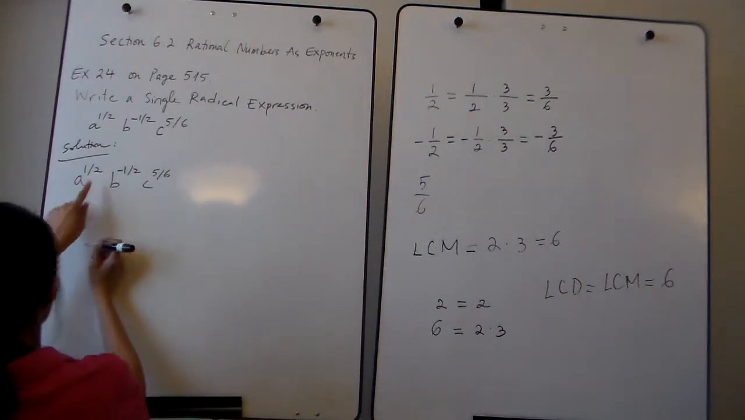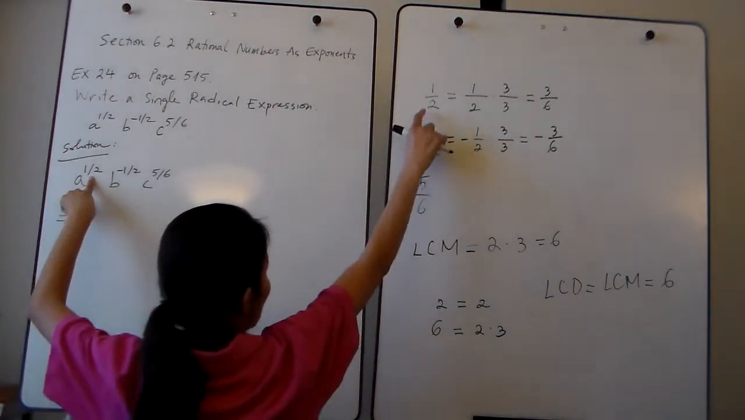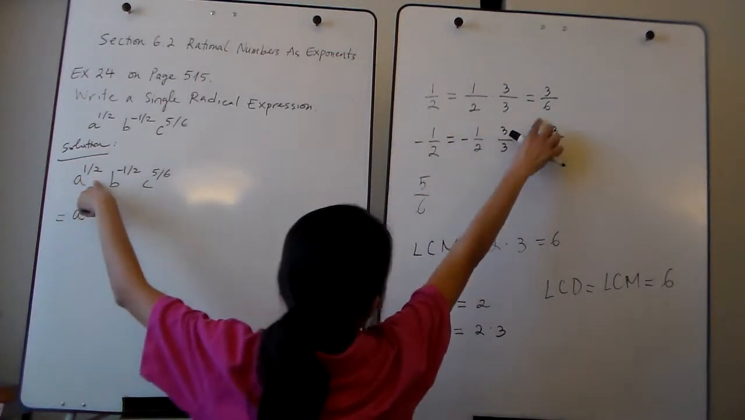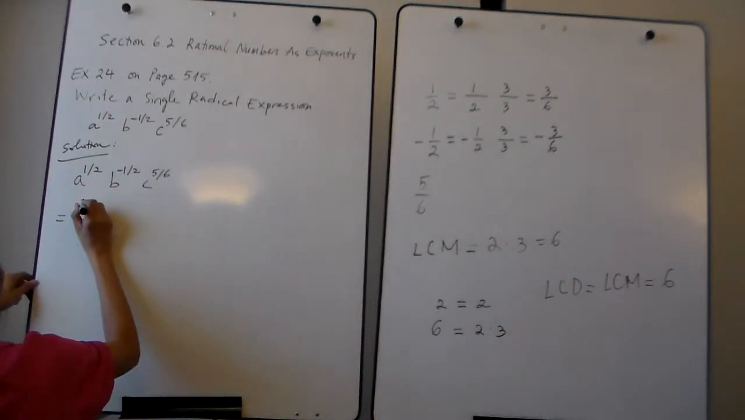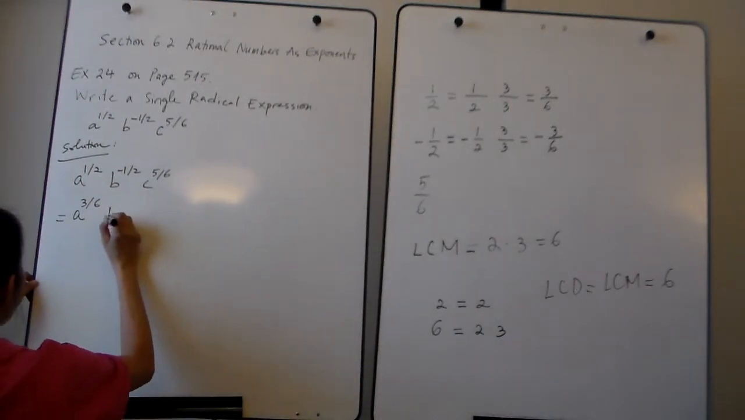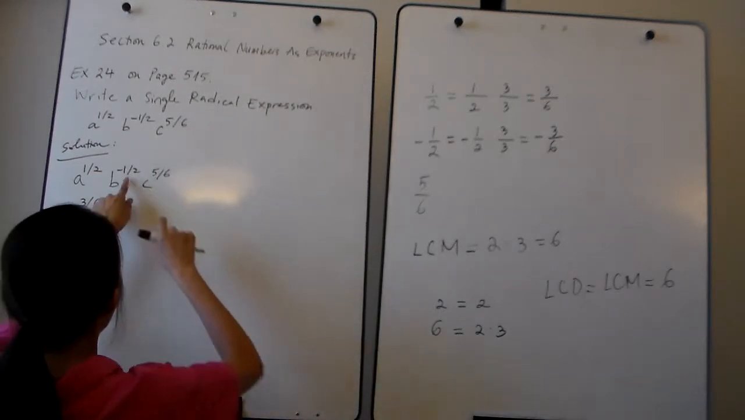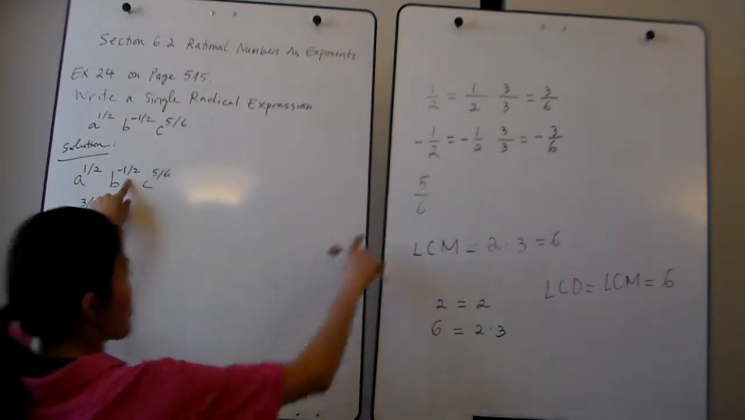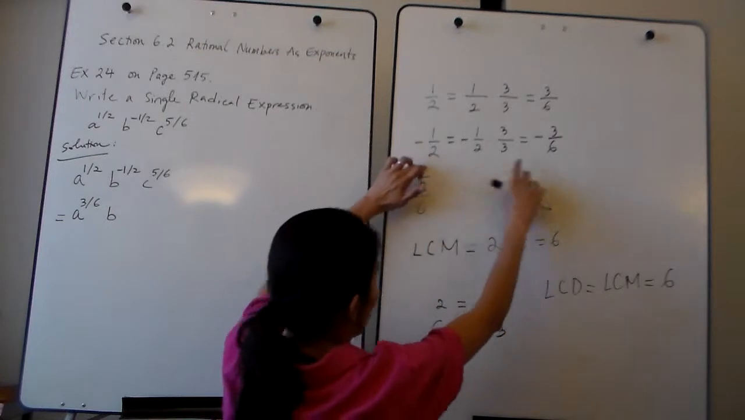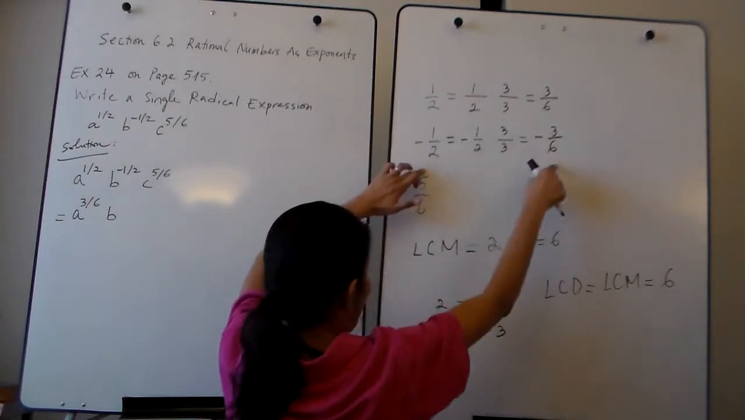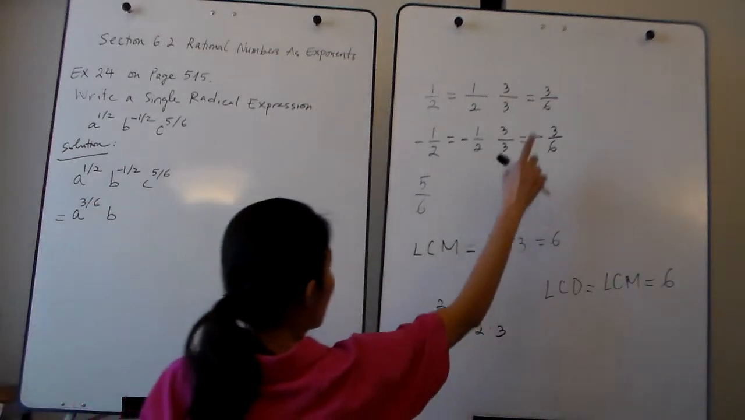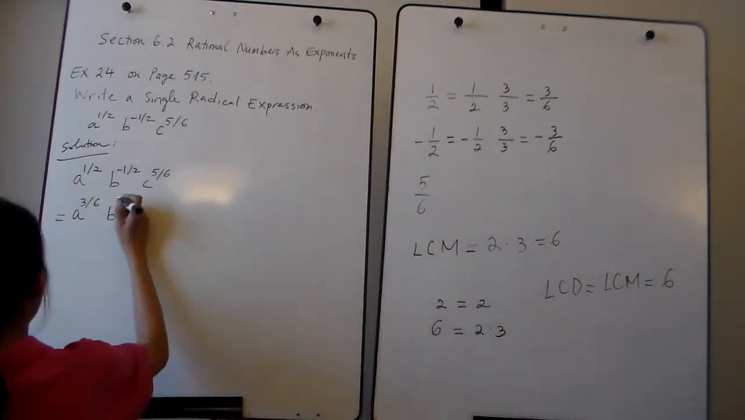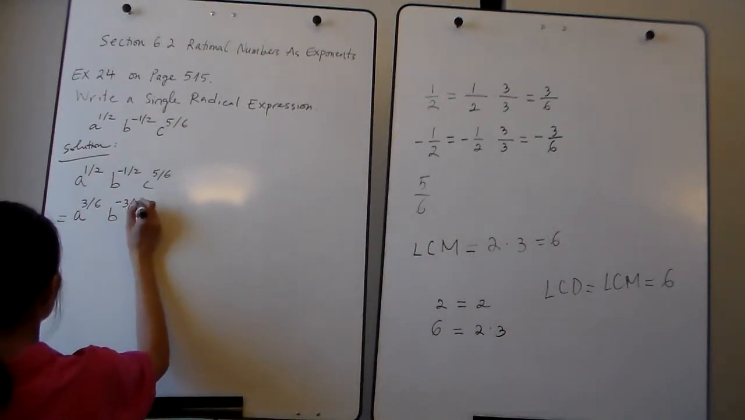So this 1/2, I'm going to use the equivalent form of 1/2, which is 3 over 6. So replace 3 over 6 for 1/2. Okay. For b, this b has negative 1/2, right? I'm going to use this equivalent form, negative 3 over 6, for this. So I'll replace negative 3 over 6 for negative 1/2.